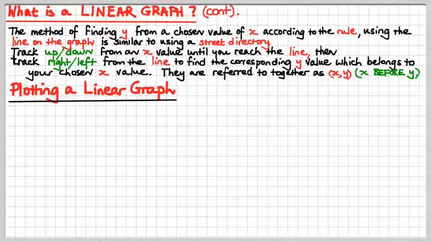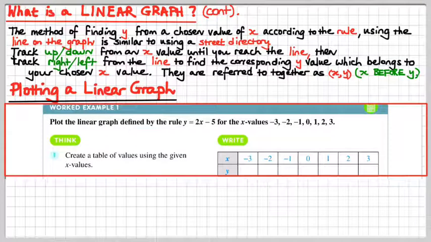Now, having done all that and got all that preamble under our belts, we can look at plotting a linear graph, and then after that we are going to sketch some linear graphs. Alright? Here comes the plotting. So we have to plot a linear graph defined by the rule y equals 2x minus 5 for the x values minus 3, minus 2, minus 1, 0, 1, 2, 3. Well, I think this will be fun.